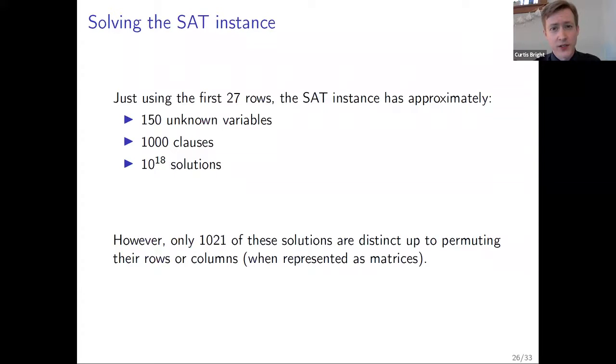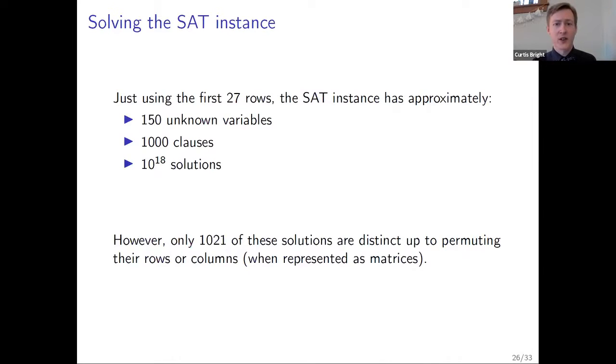So to give you a sense of the numbers here, if you just look at the first 27 rows of your matrix, you're getting a SAT instance with about 1,000 clauses, 150 variables, but 10 to the 18 solutions. So this is the problem with these searches, is that the search spaces are just enormous, right? You wouldn't want to try to enumerate all 10 to the 18. However, you can use some tricks, that most of these solutions are actually the same. Because if you consider them as 0-1 matrices, and you allow yourself to permute the rows or columns freely, you can actually translate most of them into the same canonical form.